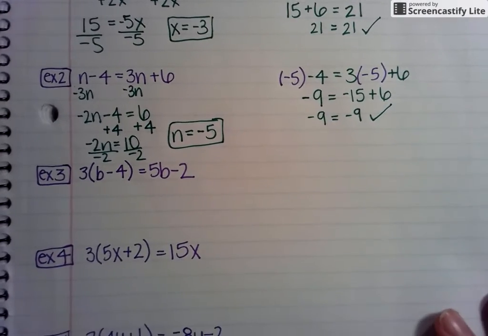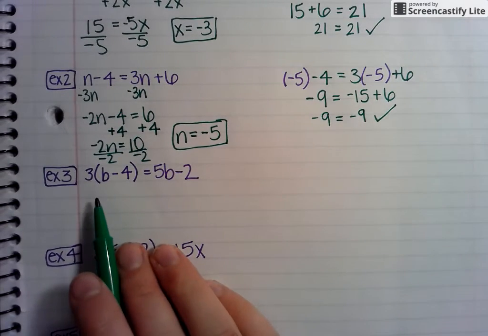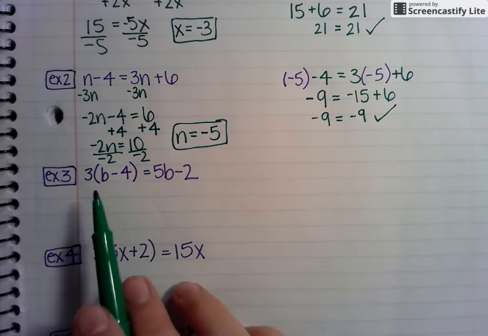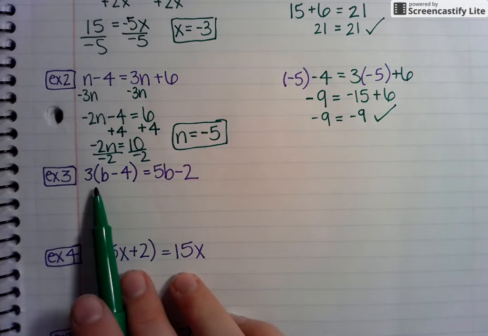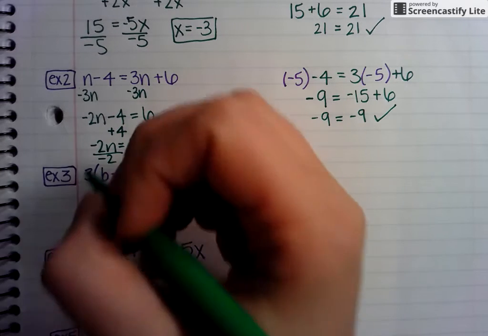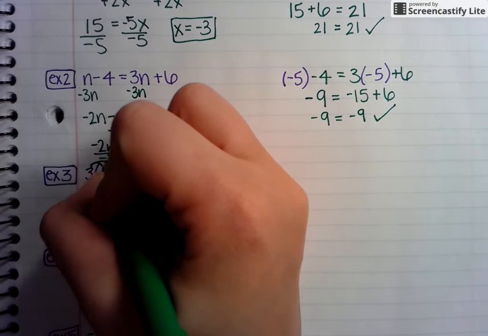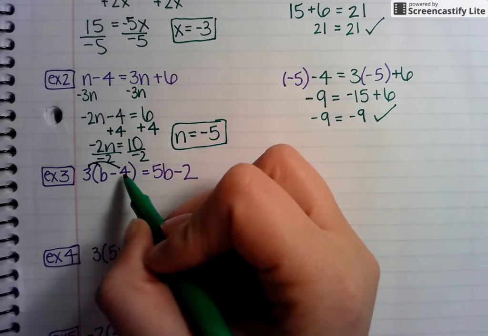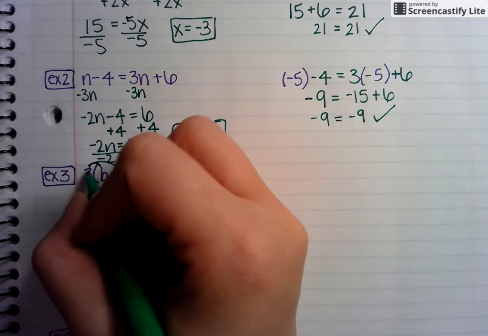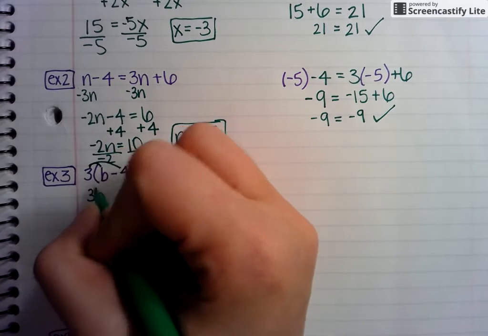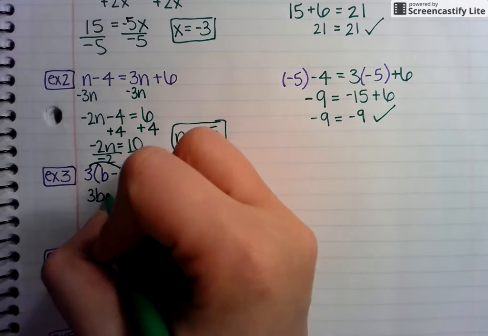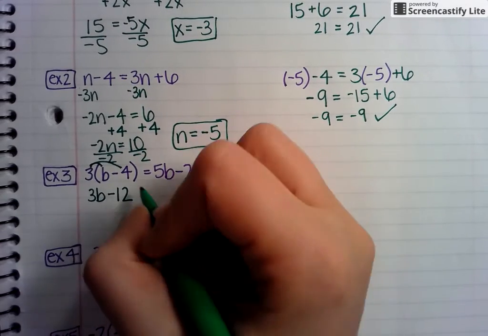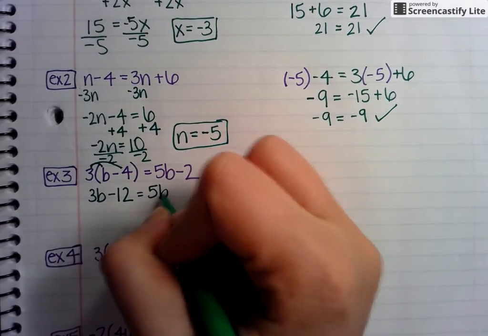Another example is another type of equation you might see. We still have variables on both sides, but to get rid of the parentheses, we always want to distribute. So I'm going to give that 3 to the b and the negative 4. Make sure that negative always goes with that 4. So we have 3 times b, which is 3b, 3 times negative 4, which is negative 12, equals 5b minus 2.